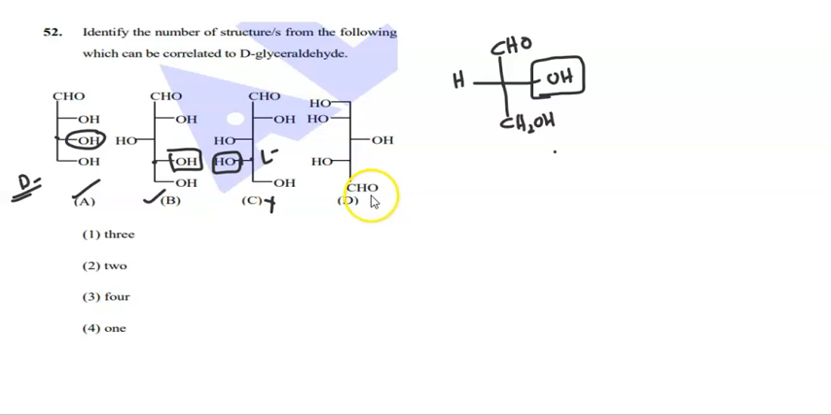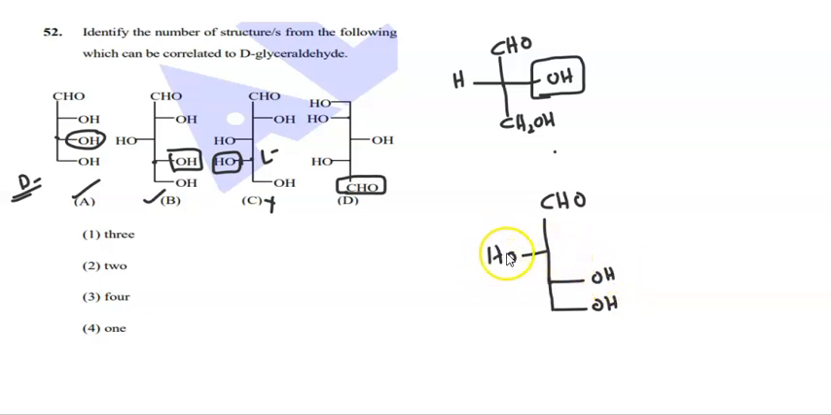C is not correct. This one, the most oxidizable group CHO is present at the bottom. You have to take that most oxidizable group to the top. So rotate this molecule by 180 degrees. Then you can get CHO here, and you can get OH to the right side. And the last chiral center here, OH is getting to the right hand side. For the last chiral center, OH is present at the right hand side. That's why it is also a D-glyceraldehyde. D is also correlated to D-glyceraldehyde. So A, B, D, 3 are having D-glyceraldehyde similar structures. So option 1 is the correct answer for the given question.